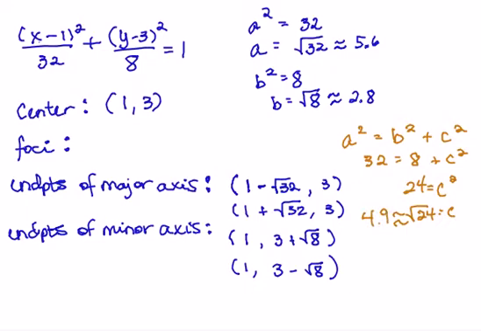But that means to find our foci, again, the foci, they're going to be along the major axis, which means that the x's are the only thing that's going to change. My y coordinates are going to stay the same. So for the first focus, we're going to do 1 minus the square root of 24. That y coordinate of 3 is the same. And then the second focus, 1 plus the square root of 24. Again, that y coordinate of 3 is the same.